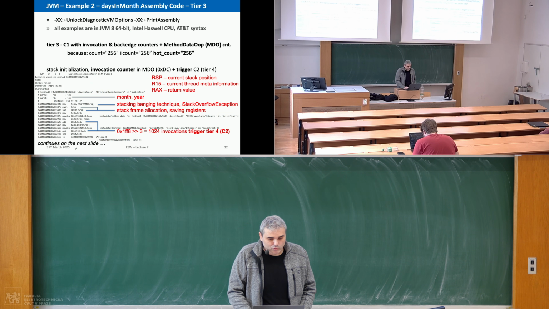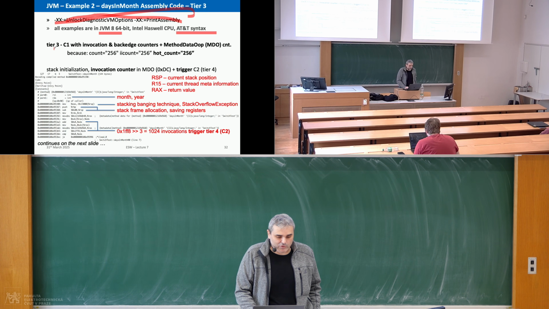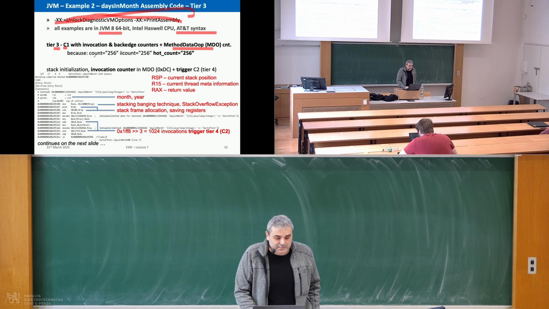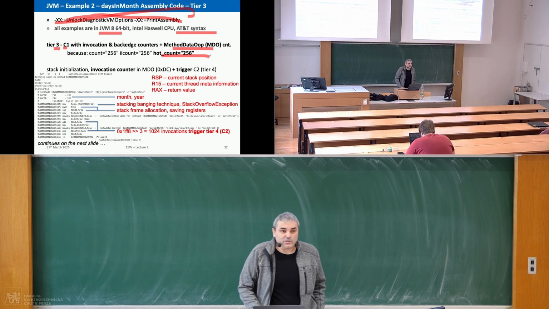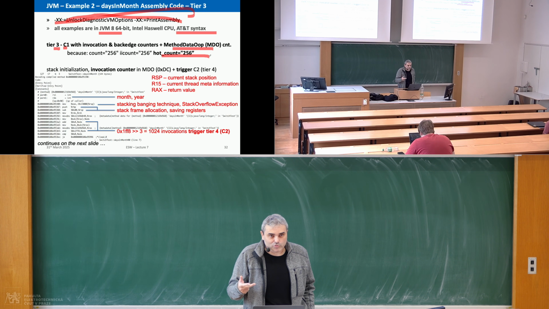So now let's look into the resulting assembly code. It is possible to display assembly code using these options. In our examples, everything will be in AT&T syntax, as mentioned, using a 64-bit machine. What we have here is the result of the level 3 compilation, which is C1 with invocation and back edge counters and metadata OOP tracking. The reason was also mentioned: it was hot and was called 256 times as interpreted. So that's the reason why the virtual machine internally triggers C1 compilation at level 3.